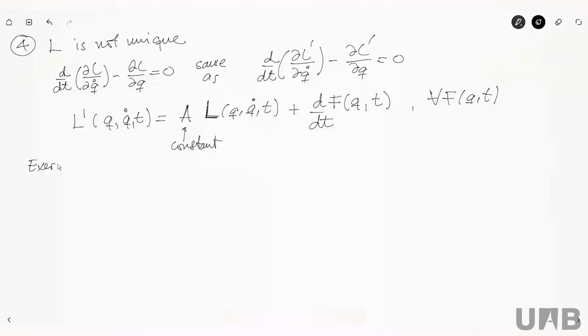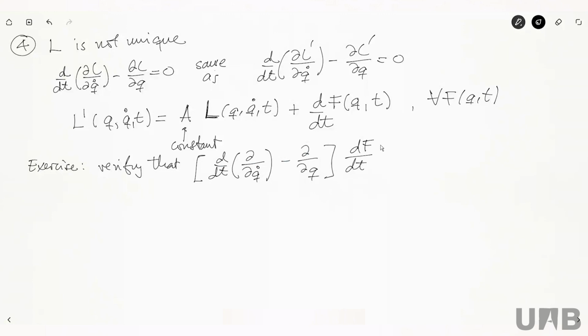So, an exercise: verify that d/dt of the derivative with respect to q dot, minus the derivative with respect to q, this operator acting on the total derivative of f with respect to t, which is a function of q of t and t, gives you identically 0. So using L prime or using L is going to give you exactly the same equations of motion.